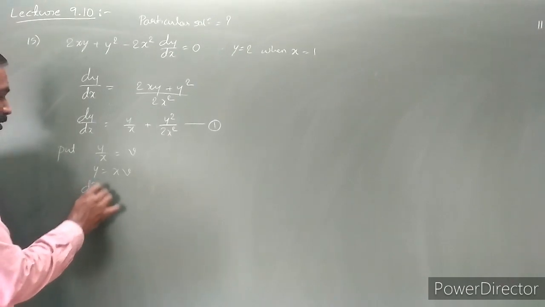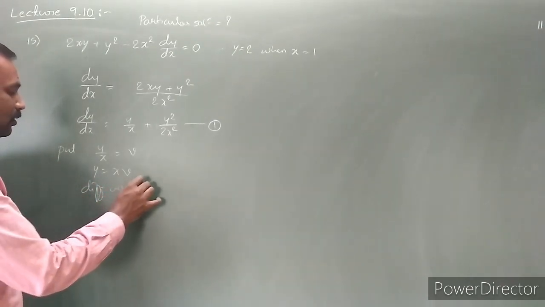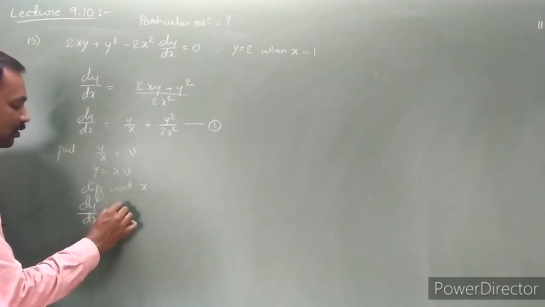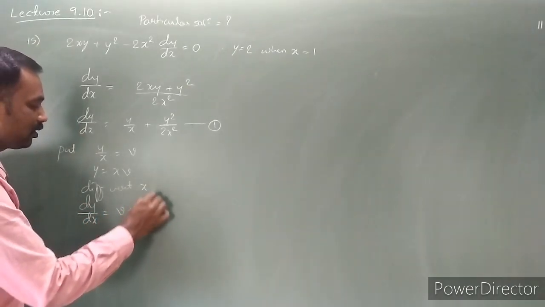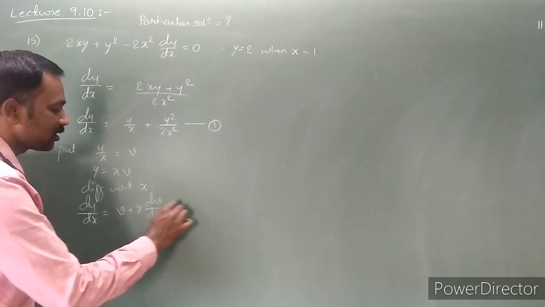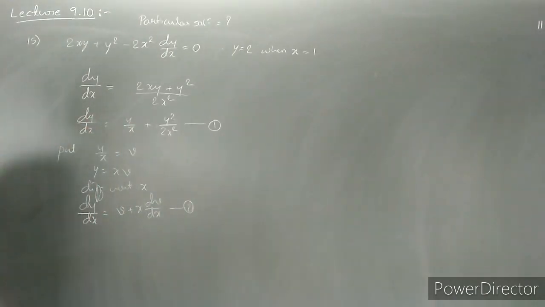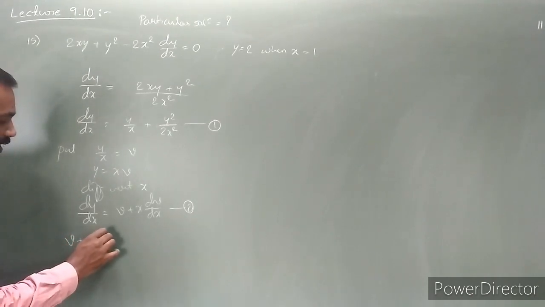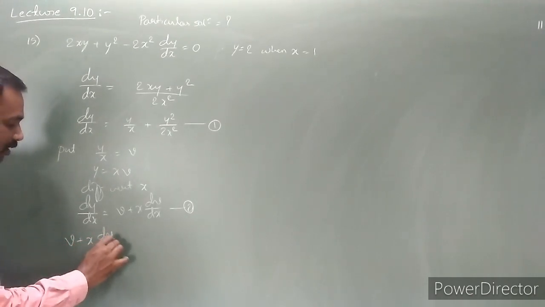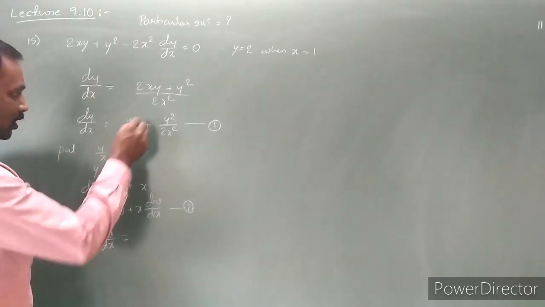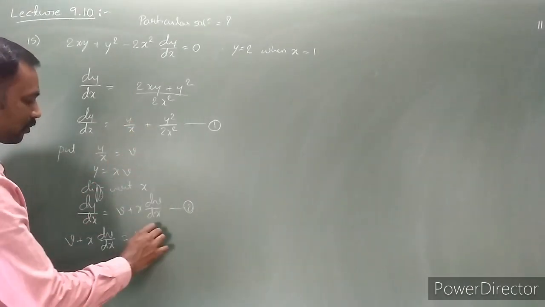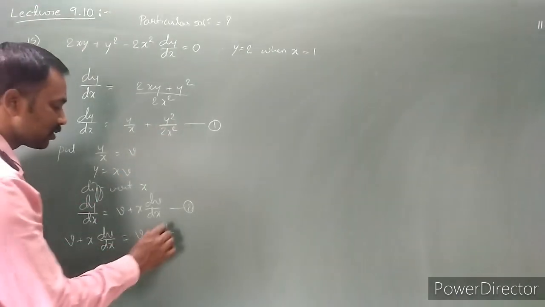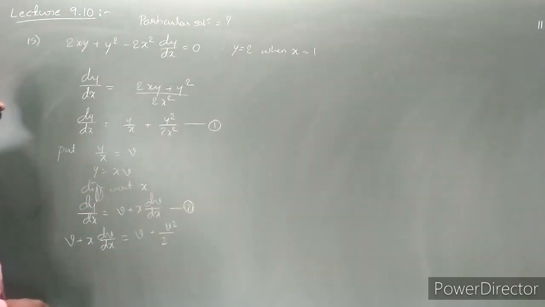Okay, differentiating with respect to x. So dy by dx is equal to v plus x into dv by dx. And this is equation number 2. Put equation number 2 in 1. So we can write v plus x into dv by dx is equal to y by x, that is v, plus 1 by 2 into y square by x square, y by x whole square, that means v square.